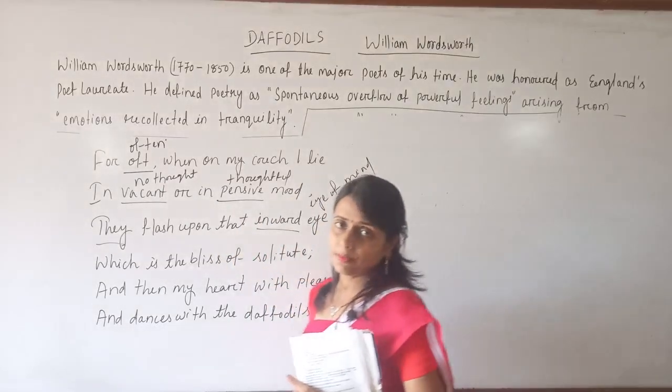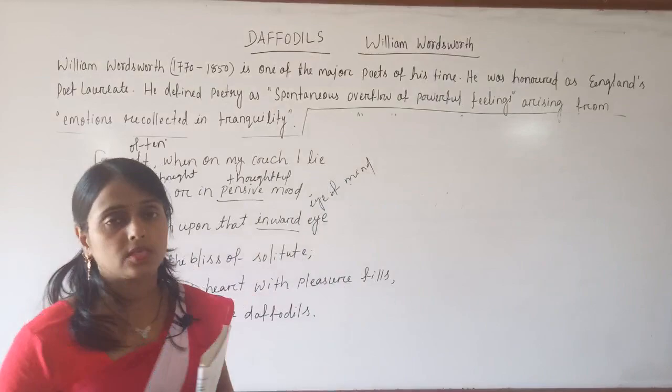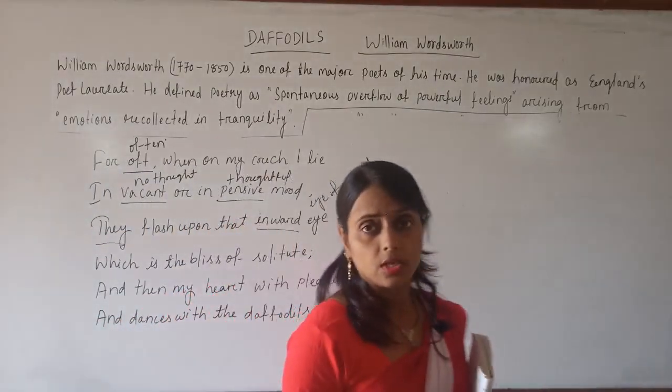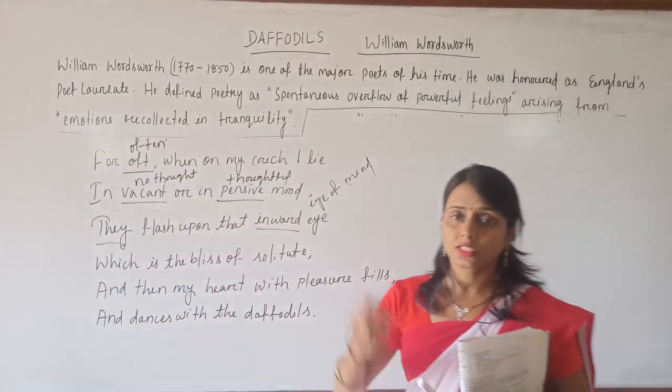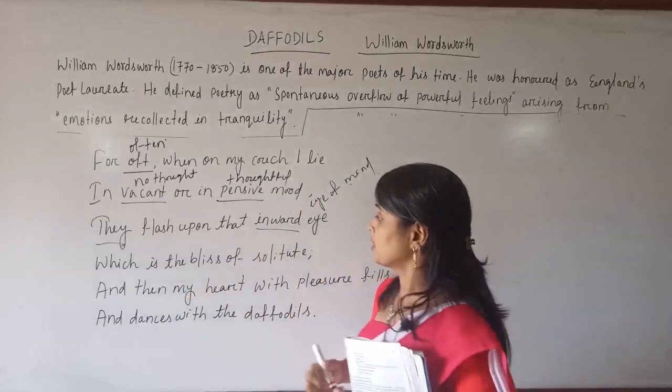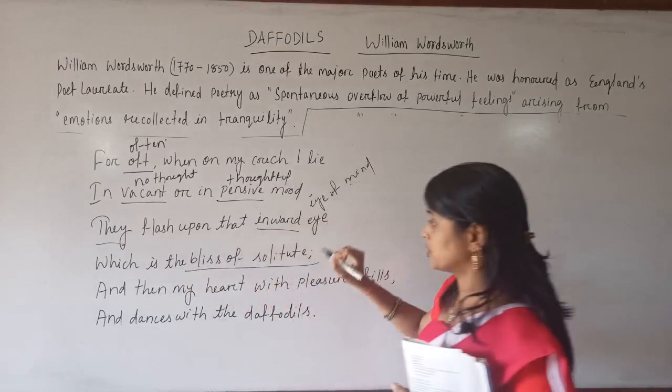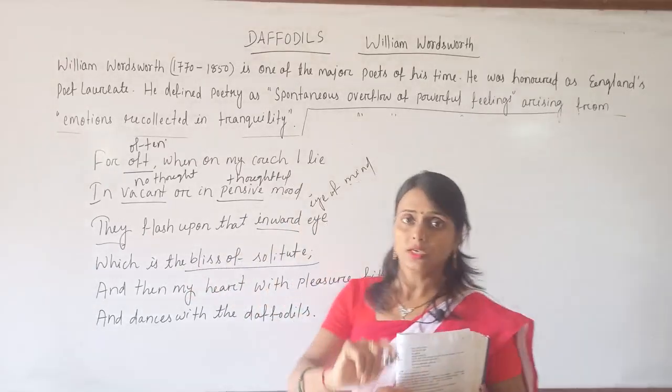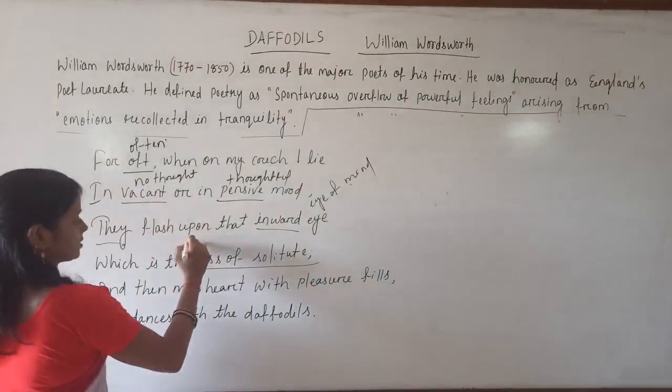So when the poet is lying on his bed, either in the vacant mood or in the pensive mood, the beautiful sight of the golden daffodils flashes before his mind's eye, which is the bliss of solitude. What do you mean by bliss of solitude? Bliss means blessing. Solitude means loneliness.